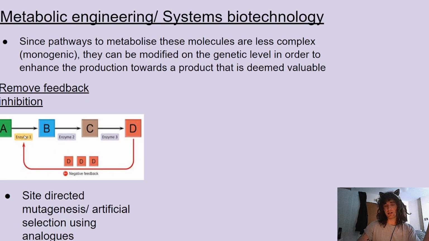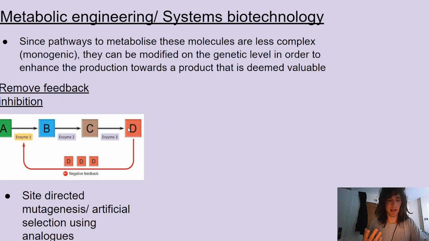You can fix this by site-directed mutagenesis. You can just edit the code for this enzyme, maybe give it a missense mutation, changing an amino acid in its sequence that still gives it its functional property of turning A into B, but not its response to D. Or you can use artificial selection using analogs. You get a cell culture, you artificially add an analog of D, and then over time, that cell will naturally evolve to be resistant to this negative feedback inhibition since D is needed.